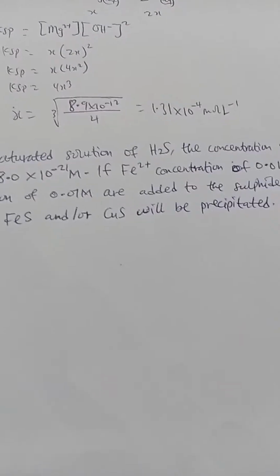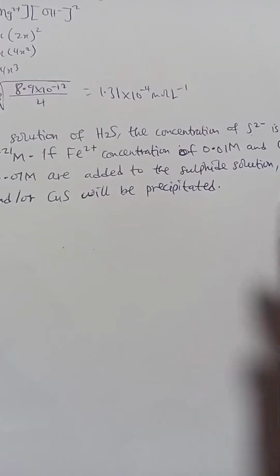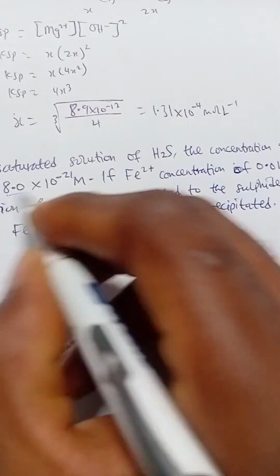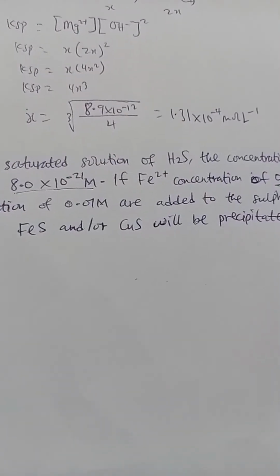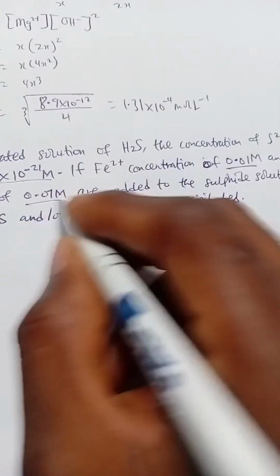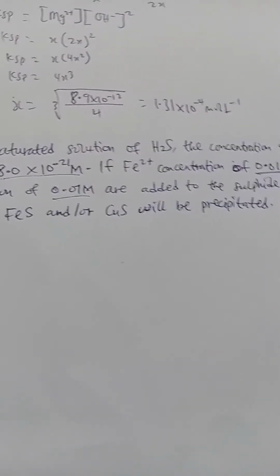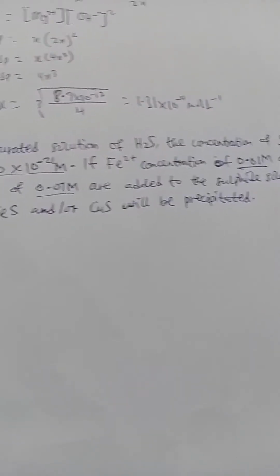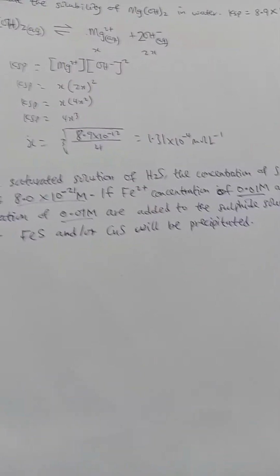In a saturated solution of hydrogen sulfide, the concentration of sulfide ion is found to be 8.0 by 10 to the power minus 21 molar. If Fe2 plus concentration of 0.01 and Cu2 plus concentration of 0.01 are added to the sulfide solution, deduce whether FeS and or CuS will be precipitated. So this is a replacement reaction, right?